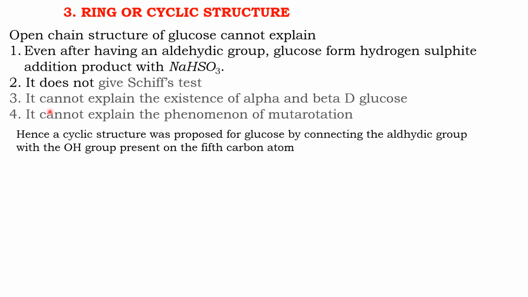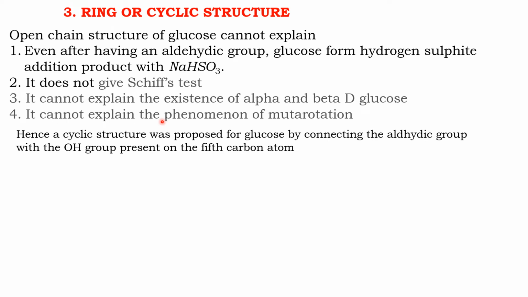Open chain structure was not able to explain about the existence of two isomers alpha and beta D glucose that we have seen in mutarotation. Finally, this open chain structure was not able to explain about the phenomenon of mutarotation.